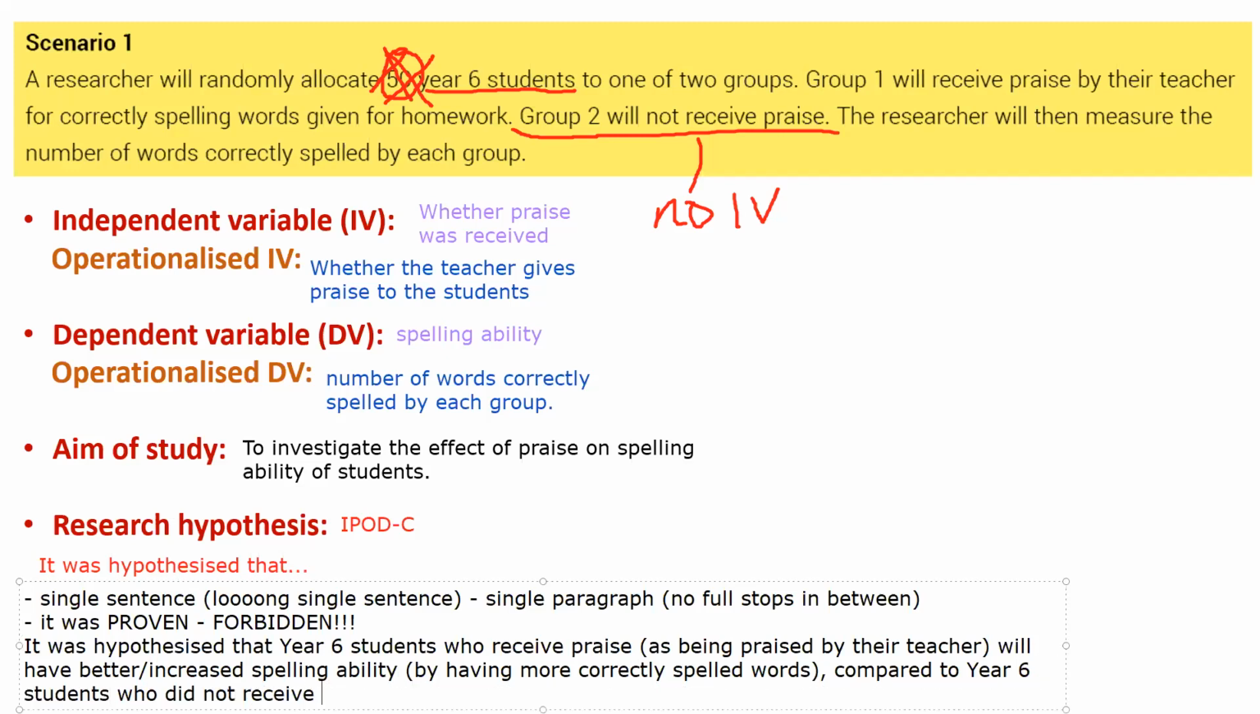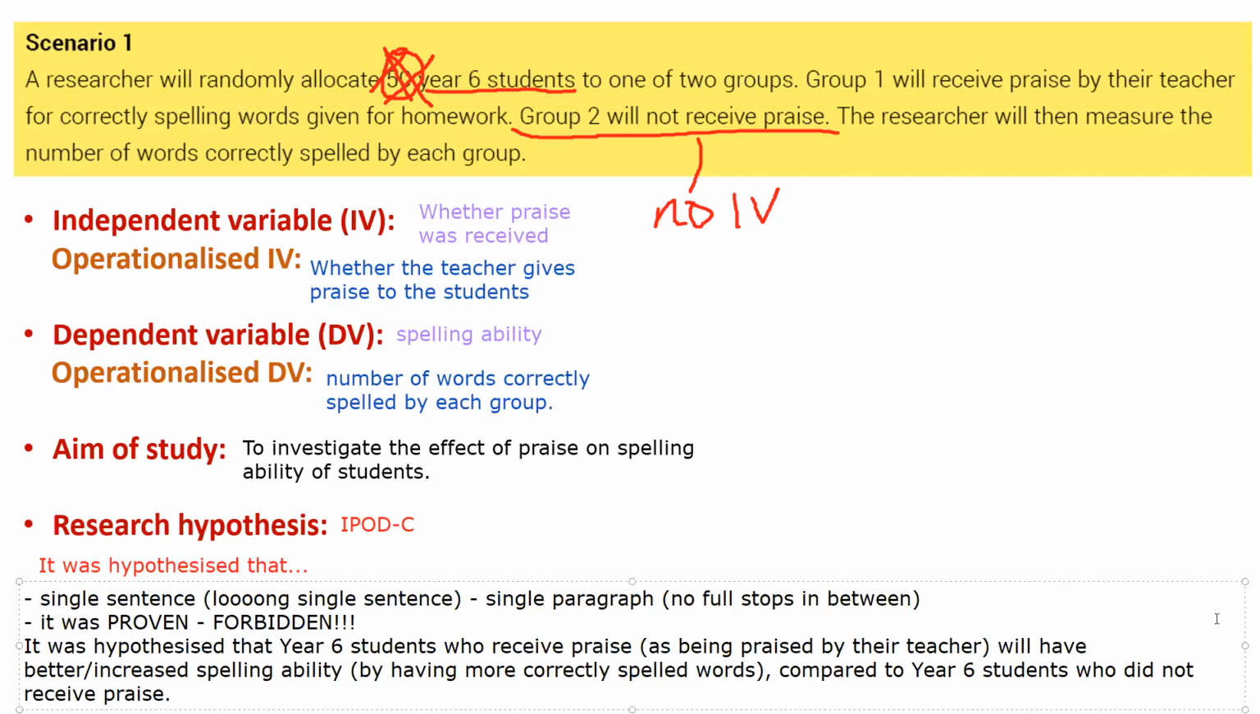Again, it doesn't have to be word for word as what I've written, but as long as you've got those basic ideas in your hypothesis, then that would be correct there. Okay, so year 6 students is our population. Receiving praise is our IV. What I've put in the brackets there is the operationalized IV. We'll have better or increased spelling ability is our DV.